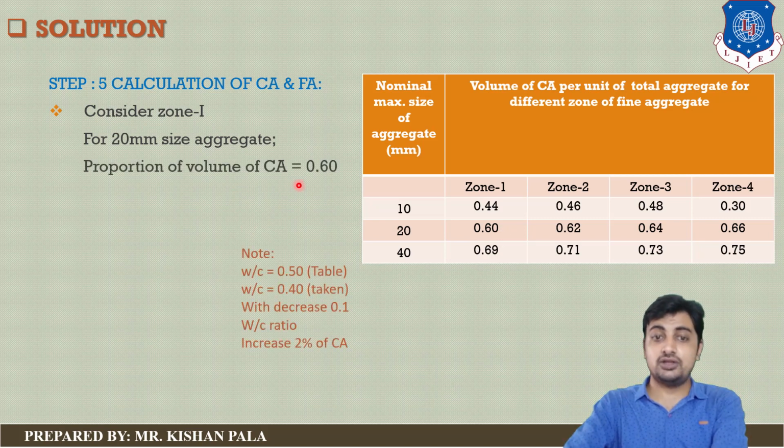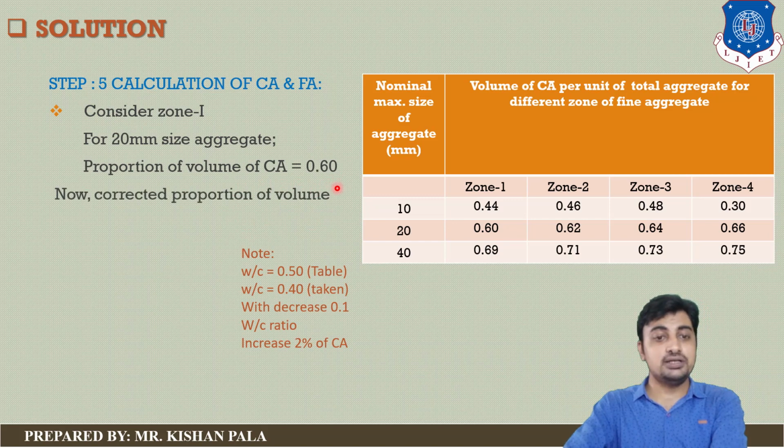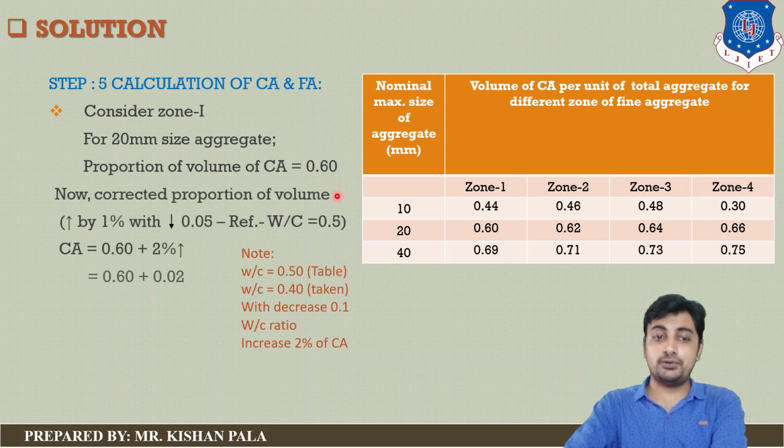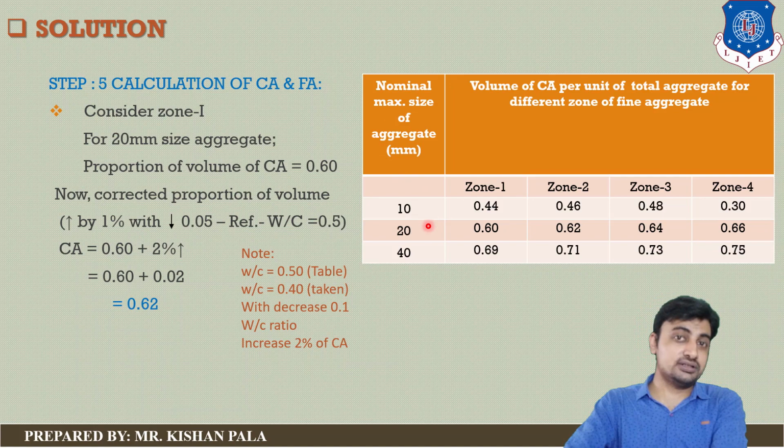So we have taken the coarse aggregate value as 0.60, but we have to correct this value because this table is for 0.5 water cement ratio, and we have taken 0.40. It means there is a difference of 0.1 for water cement ratio. So we have to increase the coarse aggregate by 2%.